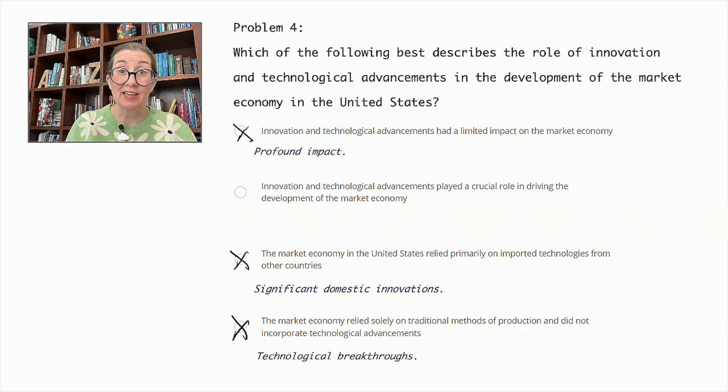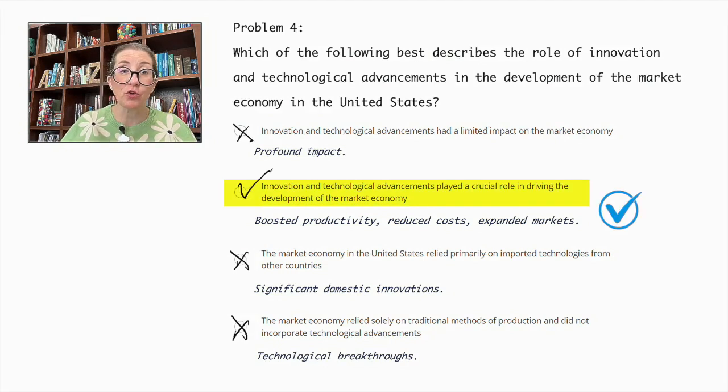The correct answer is that innovation and technological advancements played a crucial role in driving the development of the market economy. These advancements, such as the cotton gin, steam engine, telegraph, and assembly line, significantly boosted productivity, reduced costs, and expanded markets, fueling economic growth and industrialization. Therefore, the correct answer is innovation and technological advancements played a crucial role in driving the development of the market economy.